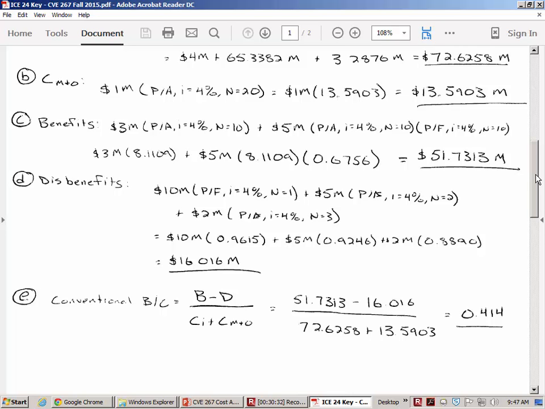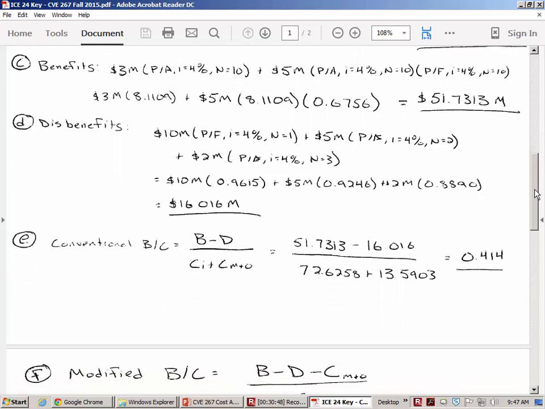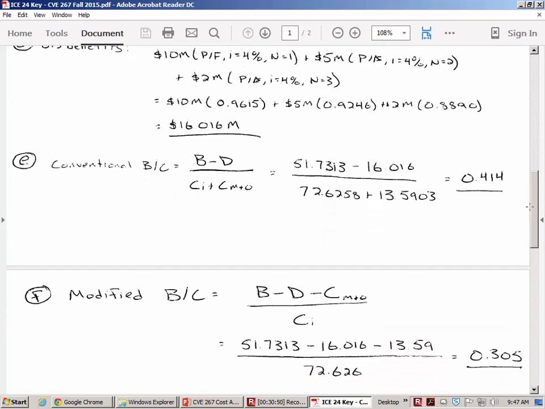Now it's already looking kind of bad. Anytime the benefits are less than the costs, then probably this project isn't going to be so attractive when we actually put the numbers into the ratios. The conventional benefit to cost ratio is 0.414, and the modified is 0.305.